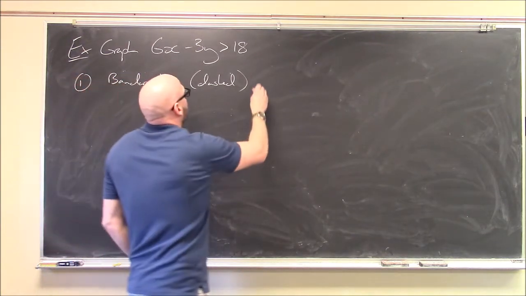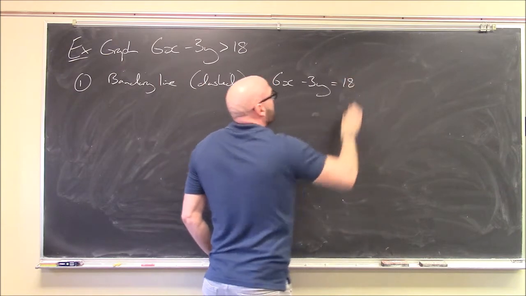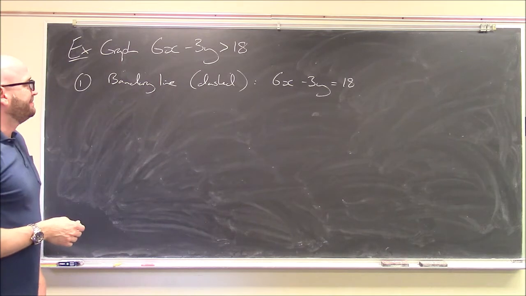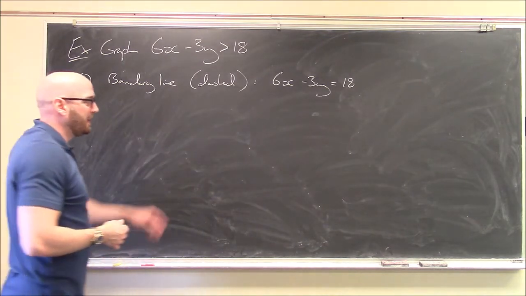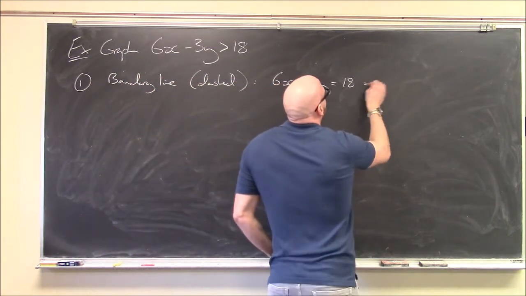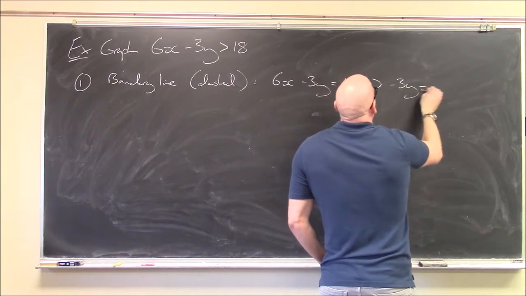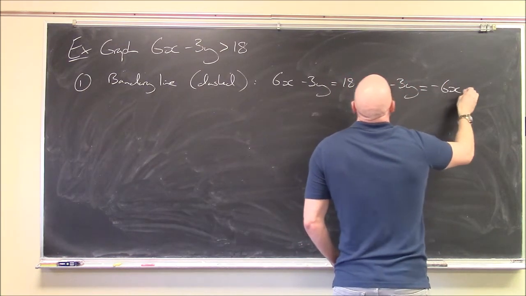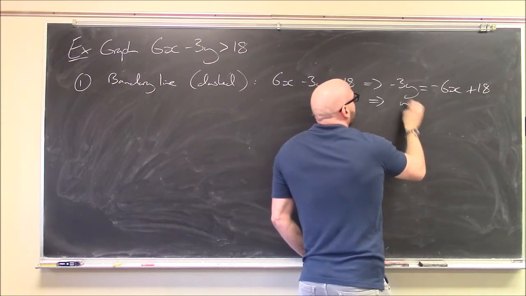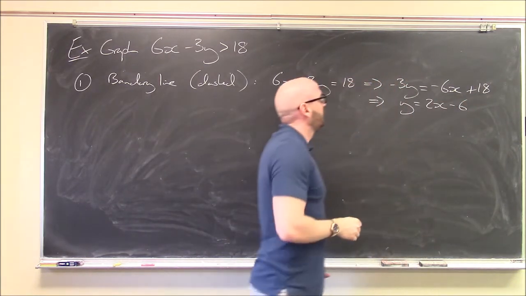It's 6x minus 3y equals 18. I want to graph this. Two ways I could do this, I suppose. I could just find two points, maybe the x and y intercepts. But how about we just put this in slope-intercept form? So this would be minus 3y equals minus 6x plus 18. We'll divide both sides by minus 3, so y would be 2x minus 6.